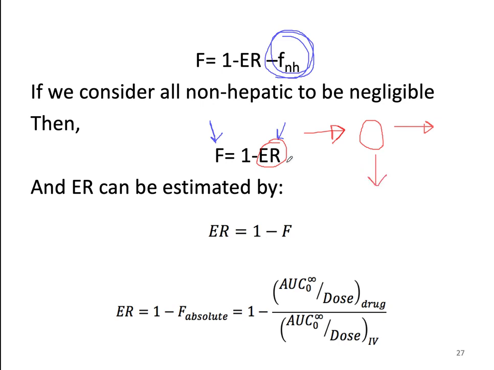So what we usually do is measure the absolute bioavailability using plasma or urine data, and from that we can determine the extraction ratio of the drug. So even though it's true that we can determine the absolute bioavailability from the hepatic extraction ratio of the drug, usually it's used to determine the extraction ratio, not the opposite.